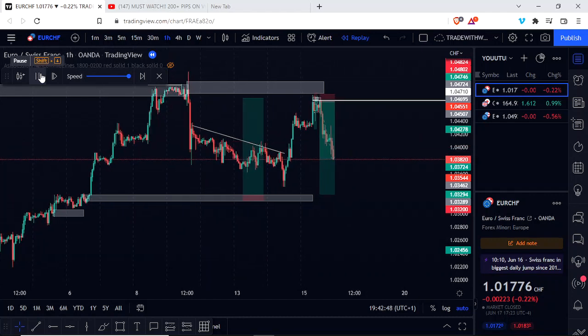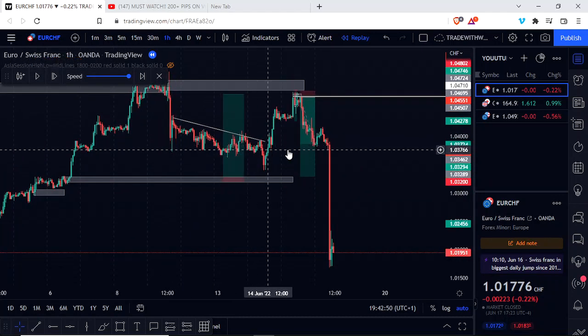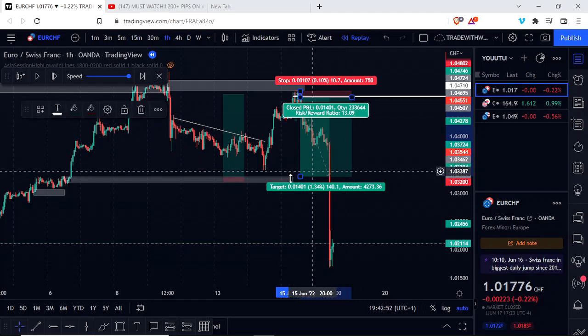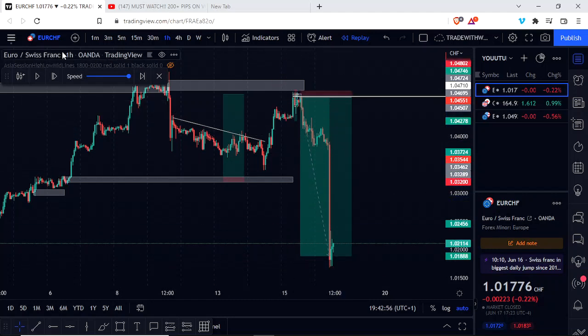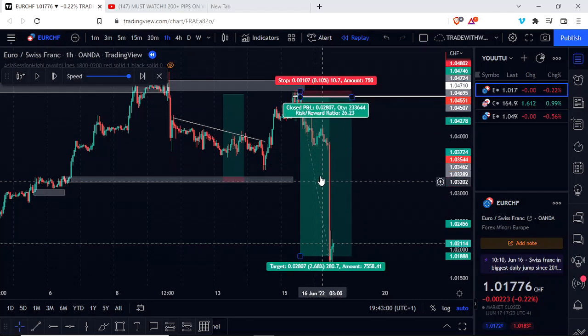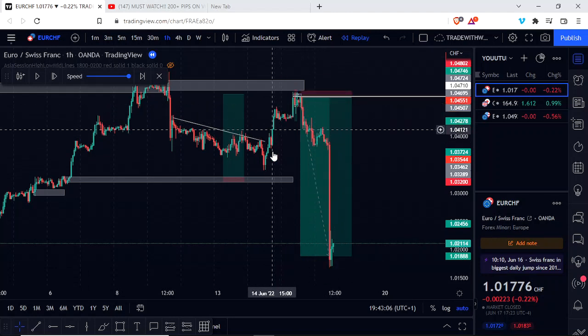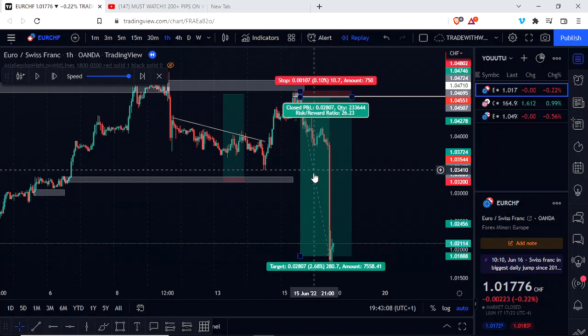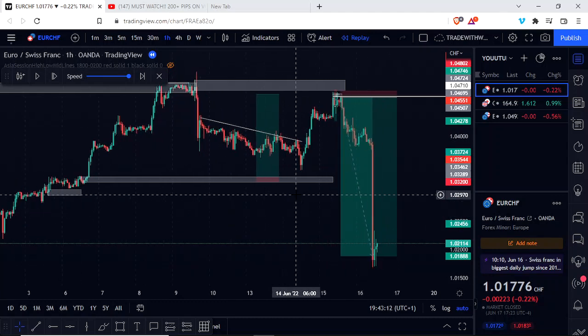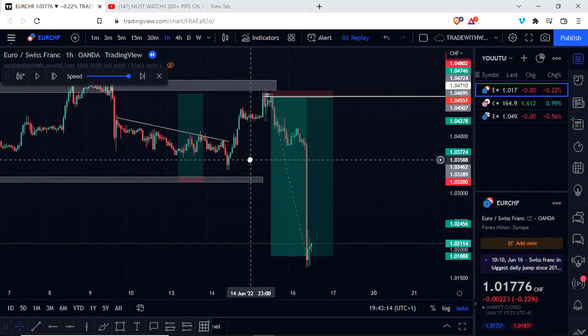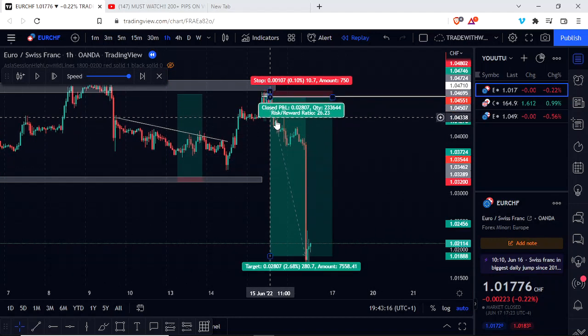Okay, so you can see how it's beautifully dropped. Wow, you can see how it's beautifully dropped almost 277 pips. Had I been trading Euro CHF, I definitely would have caught this trade. You understand? But Euro CHF is not part of the currency pairs I trade, and I'm fine with that. So you can see it gave almost 300 pips. Very beautiful trade.